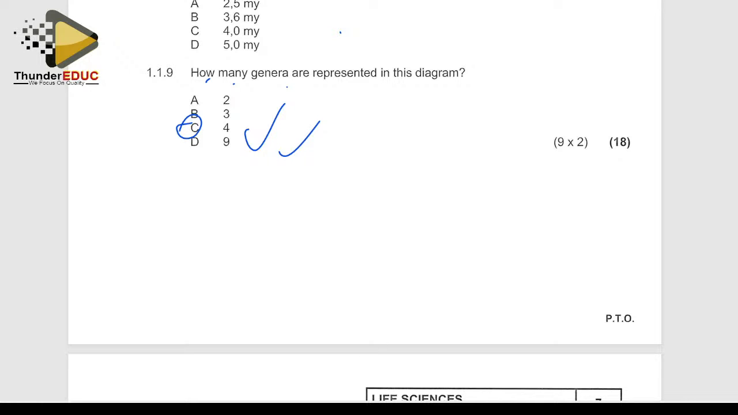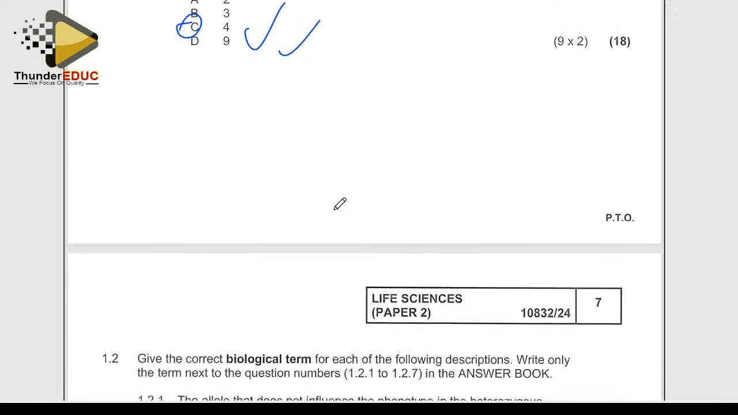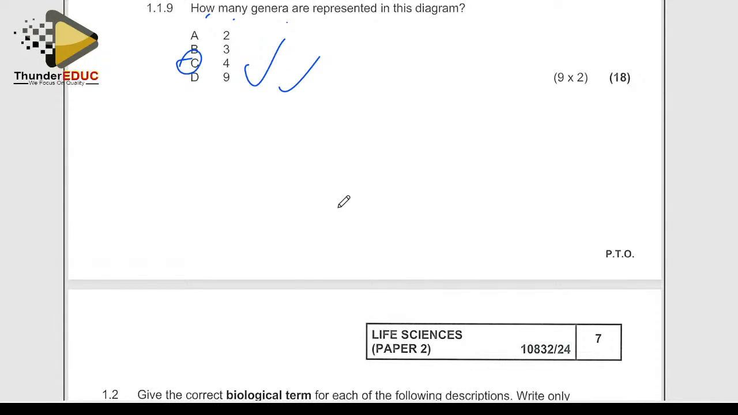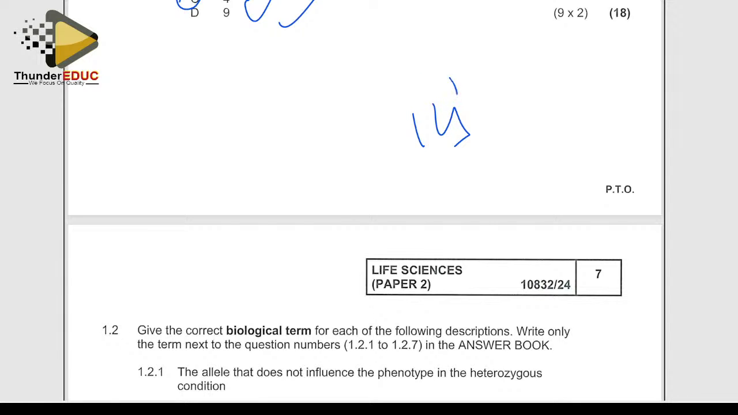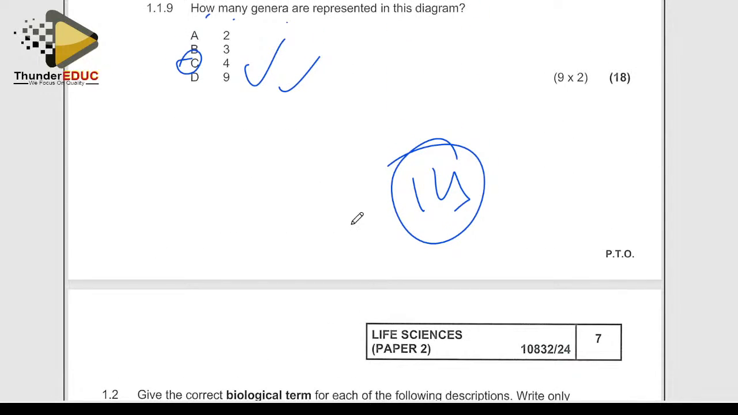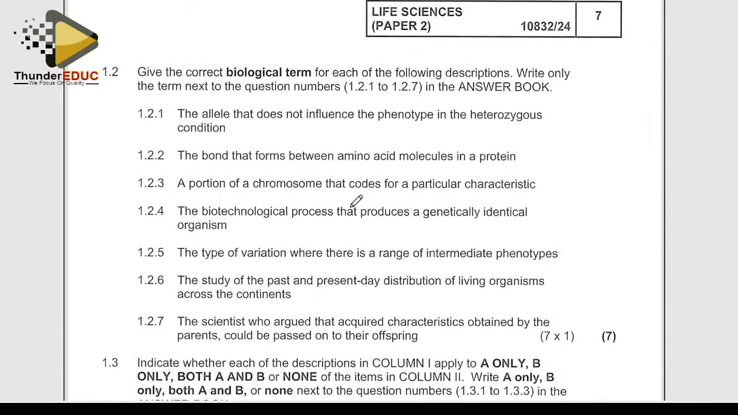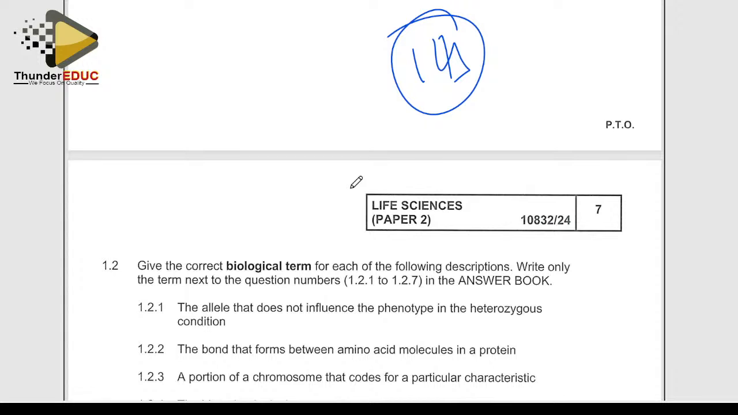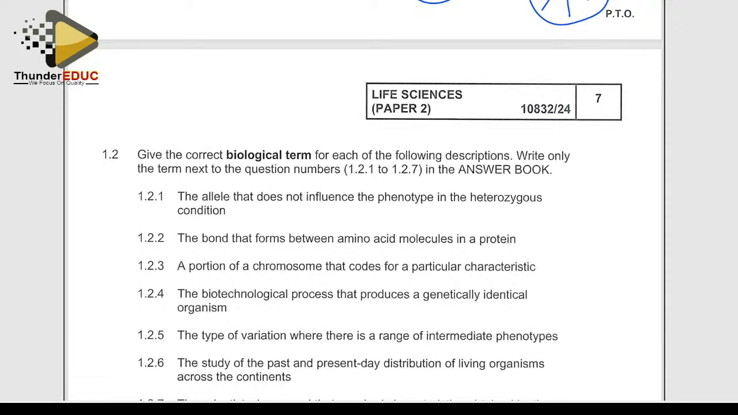Let me check and see if you have any challenge there. No challenge, and then we continue. All right, guys, I think you got 18 out of 18 there. Who got at least 14 out of 18? Because if you got 14 out of 18, you might still lie in the same distinction area.